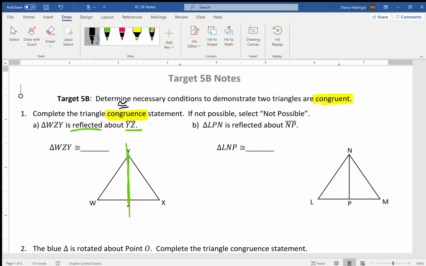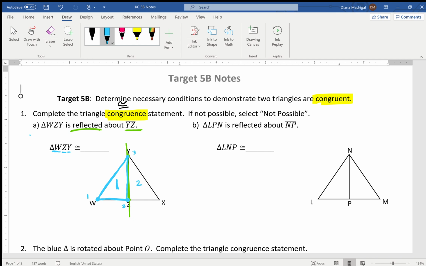So, let's see what triangle they're talking about. I'm going to change my color here to blue. WZY. W is the first point, Z is the second point, and then Y, third point. Connect them, and then you're going to notice what triangle they're talking about. This is your first triangle, and it is being reflected to the second triangle over here.